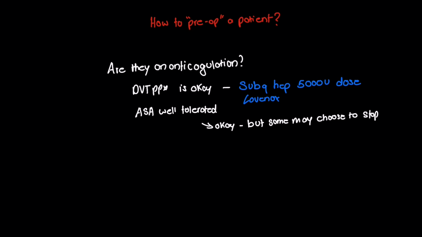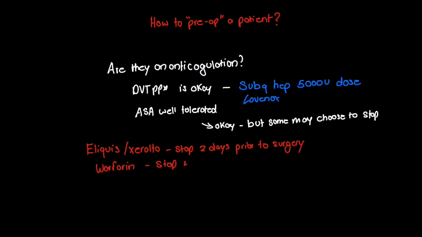Anticoagulants, like Eliquis and Xarelto, need to be stopped at least 2 days prior to surgery. Warfarin should be stopped 5 days prior to surgery. Consider putting these patients on a heparin drip based on the comorbidity that they were placed on this anticoagulant for.